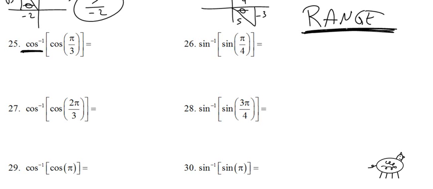All right. So is pi/3 in the range? It sure is. The answer to this one is pi/3. Now, if you weren't sure about it, you could always say, all right, the whole thing is your theta, and the first part here is your ratio, if you want it.